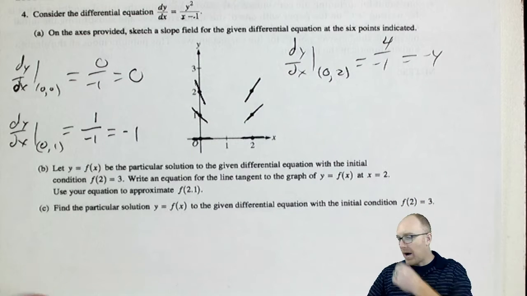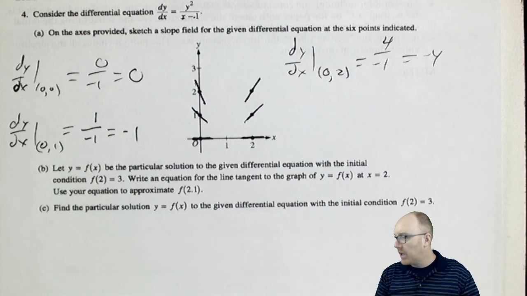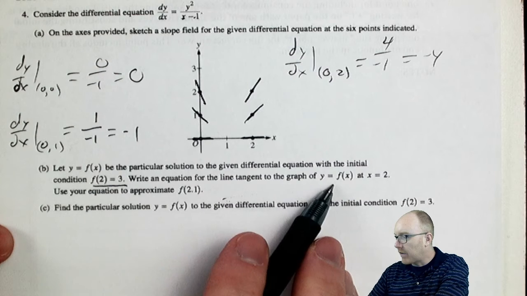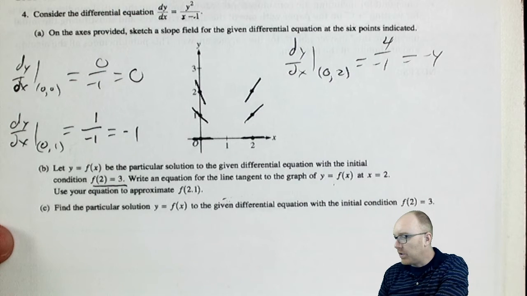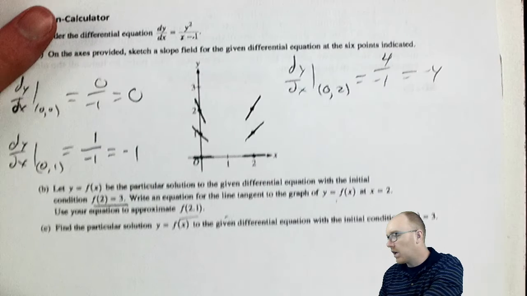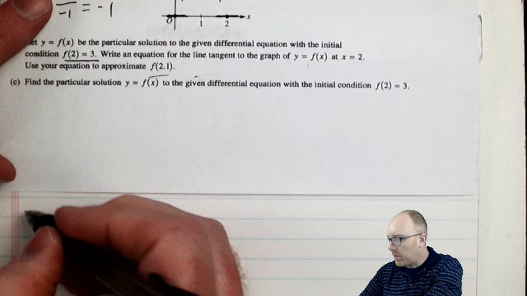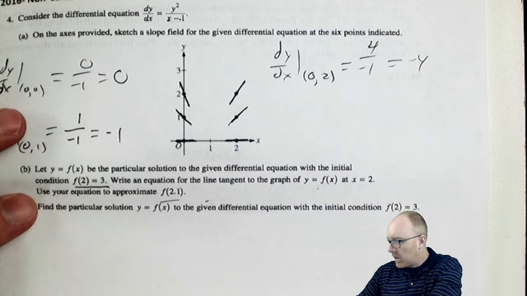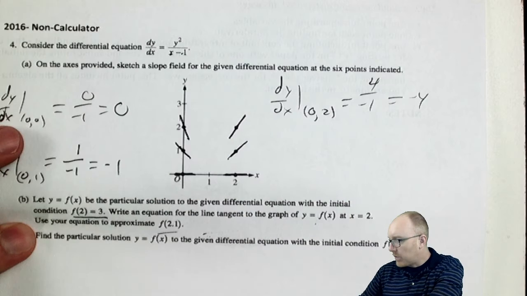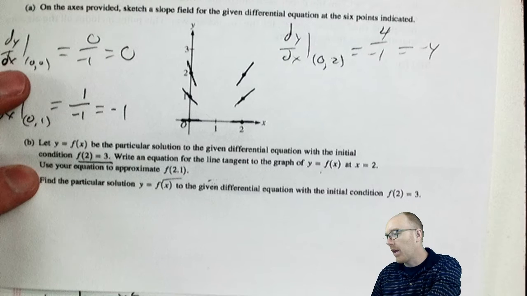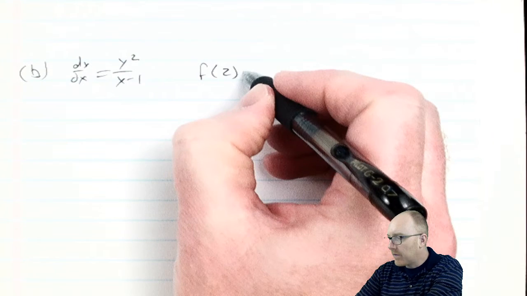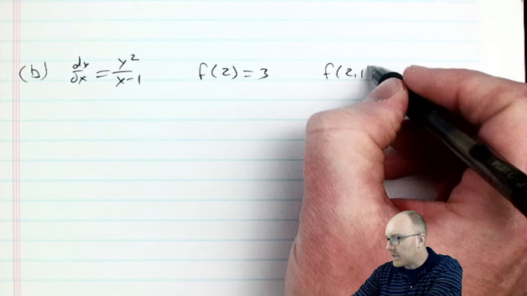Part B. Let y equals f of x be a particular solution to the differential equation with the initial condition f of 2 equals 3, very important. Write an equation for the tangent line of the graph at this moment when x equals 2. Use your equation to estimate f of 2.1. Okay, so let's do this on a separate sheet here. All right, this is part B. Our differential equation is dy dx equals y squared over x minus 1, and we have other information: f of 2 equals 3, and we want to estimate f of 2.1. That's what the question is asking.